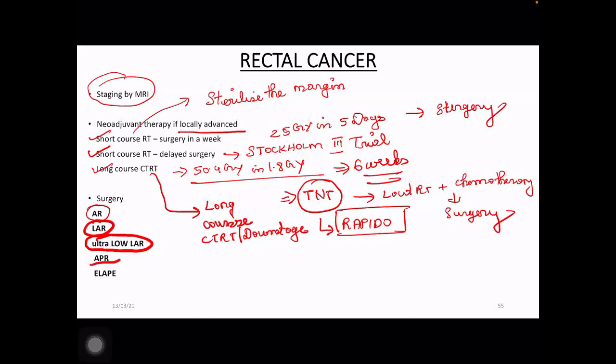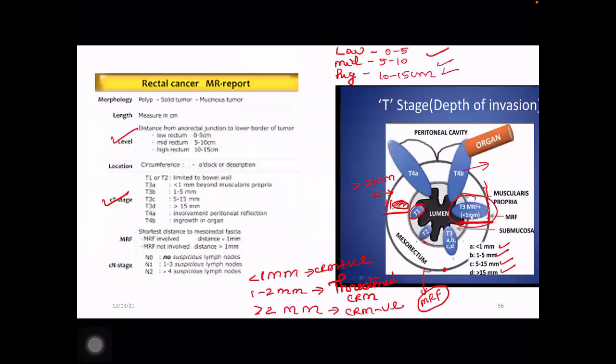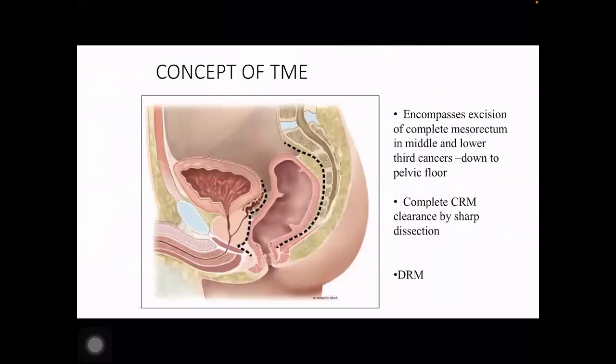APR is what you do for a tumor which involves the external sphincter. Even if the tumor involves the internal sphincter, you can preserve the sphincter. But if the tumor involves the external sphincter, you can't preserve the sphincter. In that case, you must do an abdominoperineal resection. ELAP is another modification of APR, called extralevator abdominoperineal resection, for a tumor which infiltrates the levator ani. I'll show you in a picture in the subsequent slides. Right. So this is the concept of ultra low anterior resection.